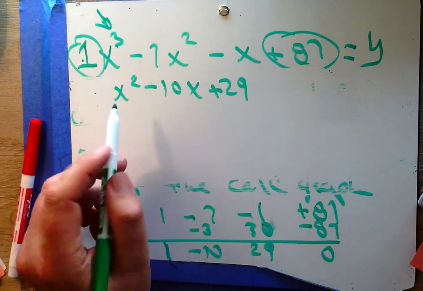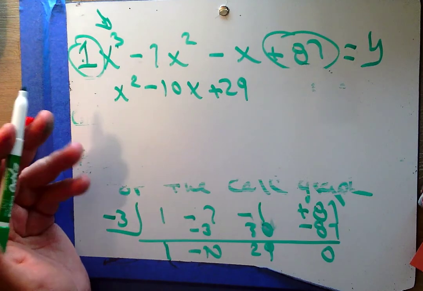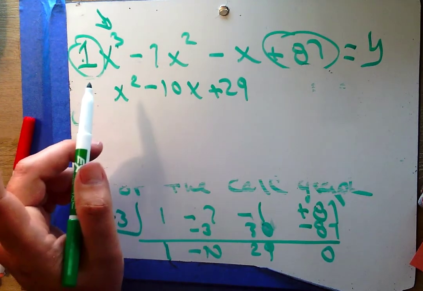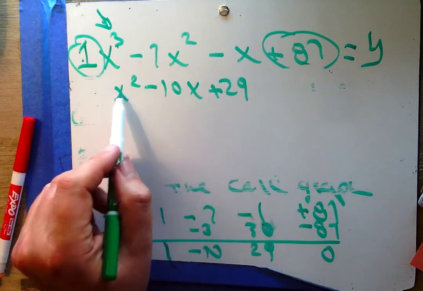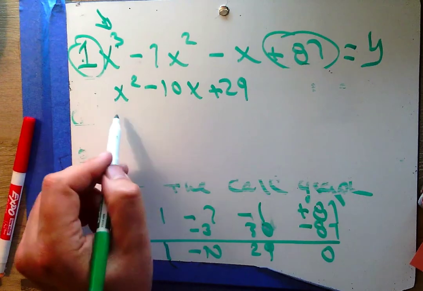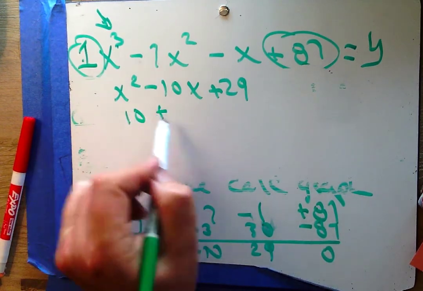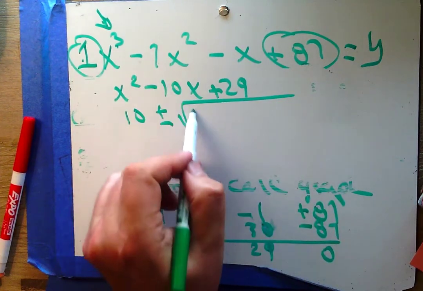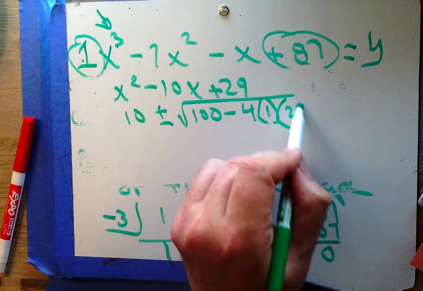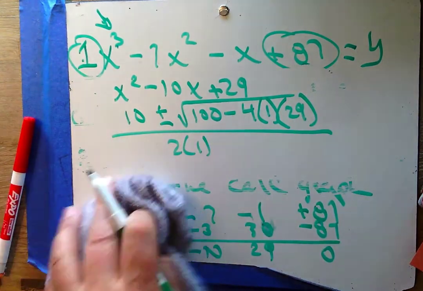No, I can't factor that. So what am I supposed to do then? Well, I want to find the factored form. If only I could find the zeros, the x-intercepts. Well, wait. I've got a quadratic. X equals -b plus and minus square root of b squared minus 4ac all over 2a.